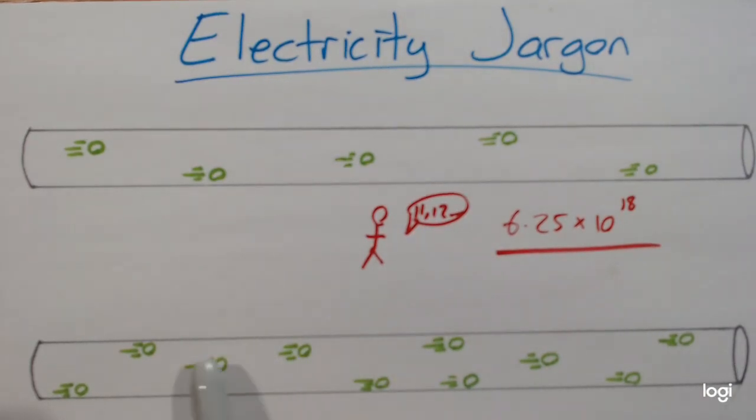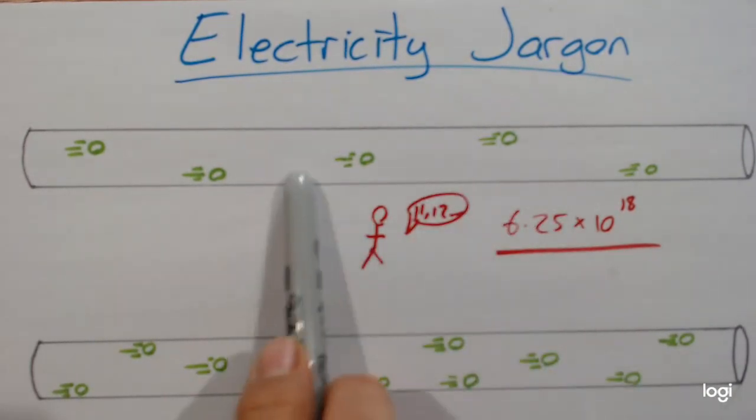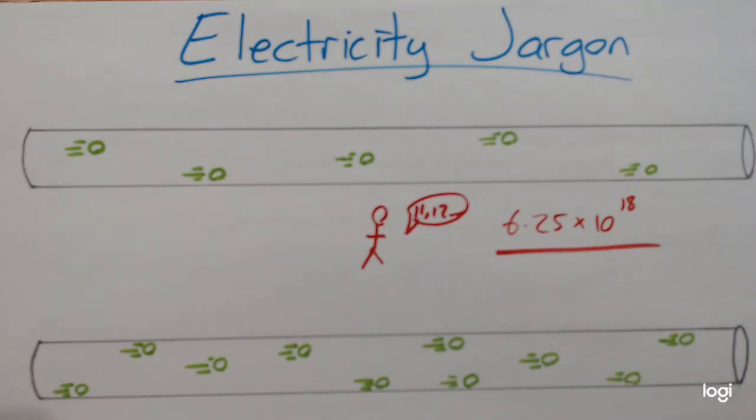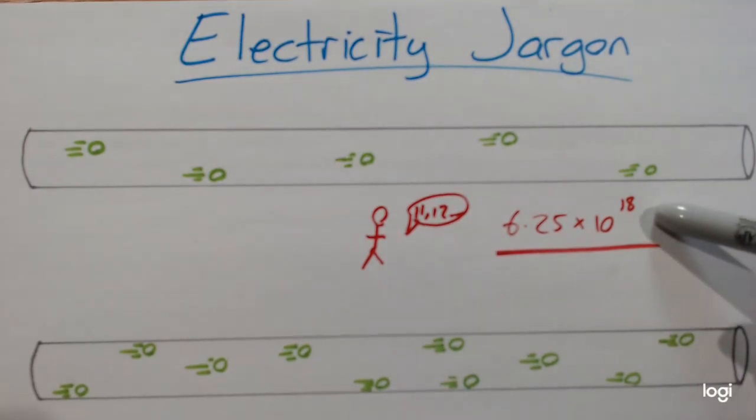So current is literally measuring how many electrons go past in 1 second. So 1 amp of current is 1 coulomb, that many electrons, going past a point in a wire in 1 second. That's all it is.